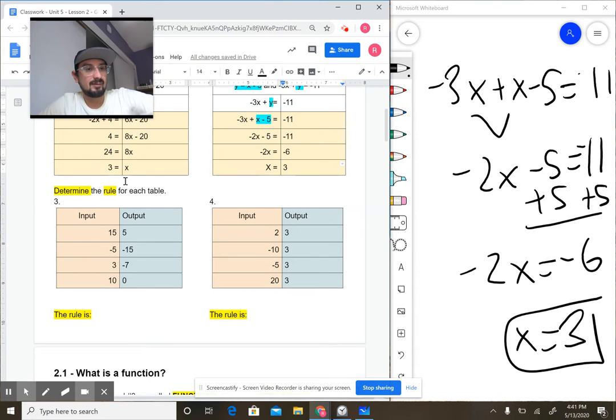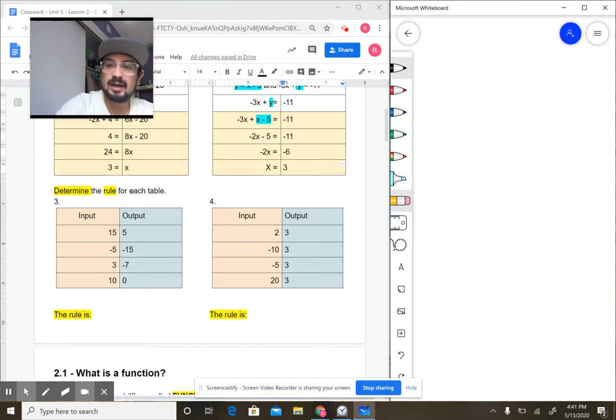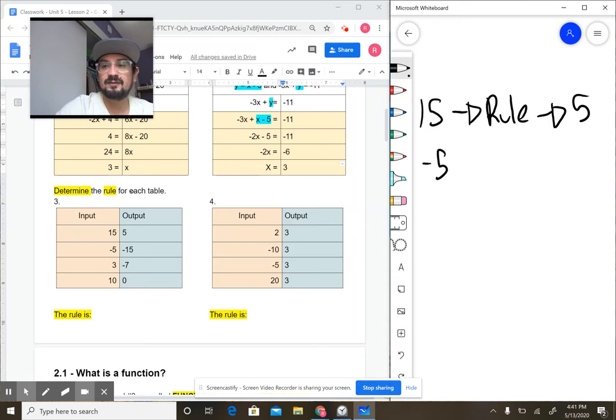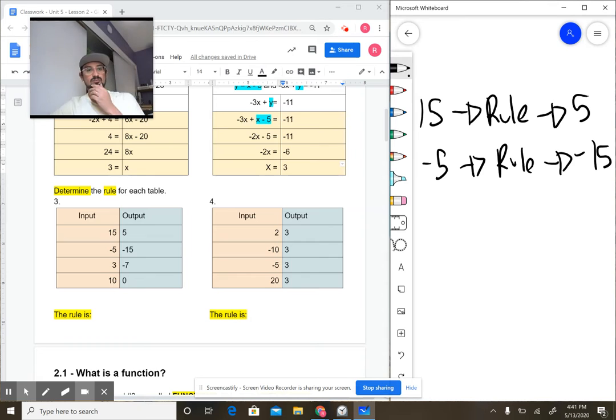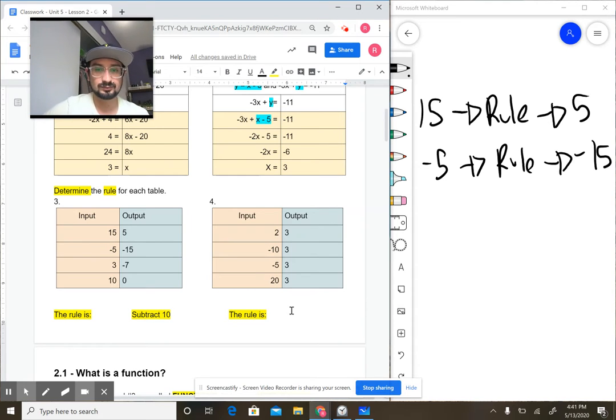Okay, so now from here, we want to determine the rule for each table. Remember that 15 goes in, there's a rule that's done to the 15, and then out goes 5. And then negative 5 goes in, there's a rule that happens, and then out goes negative 15. So you can see that the rule is subtract 10. You take the number and subtract 10. So 3 minus 10 is negative 7. 10 minus 10 is 0.